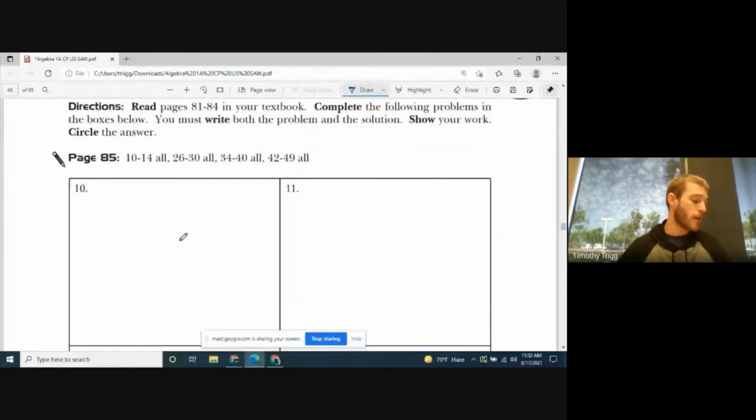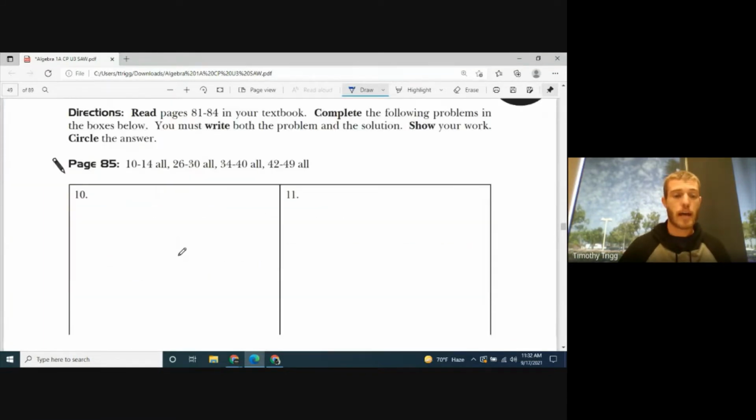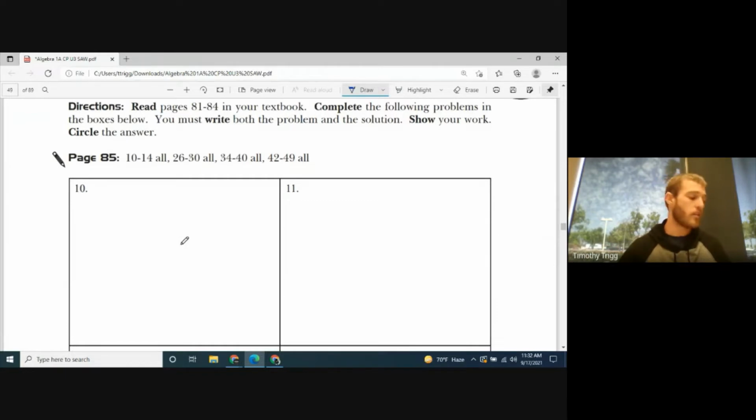So let me share my screen here. And go ahead and turn in your textbook to page 85, and we'll get started. Now, a lot of these, if you just finished all the guided practice before this, then you should be able to do most of these on your own. But we'll go over a lot of these concepts regardless.